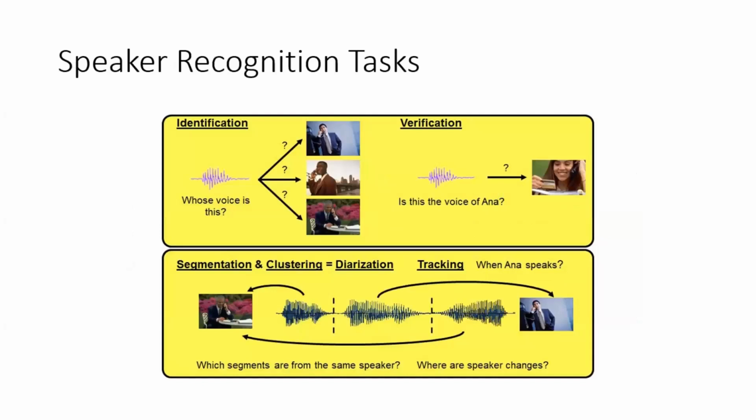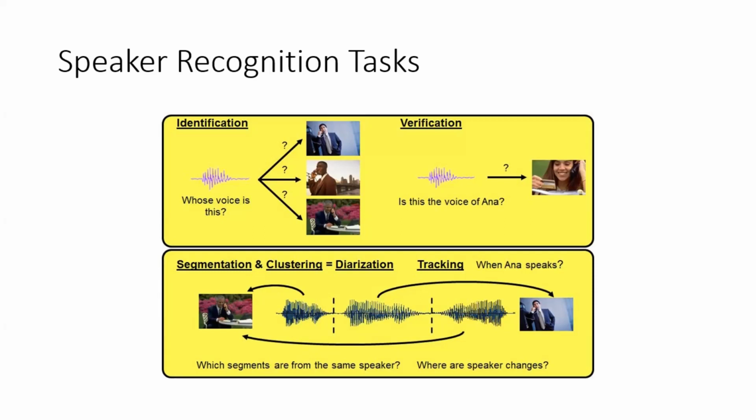So which speaker recognition tasks can we consider? The first one is identification. This is the task that answers the question, whose voice is this? If you have a base of many, for example, American speakers, and you want to understand if a given voice signal belongs to one of these speakers, you solve the identification task.